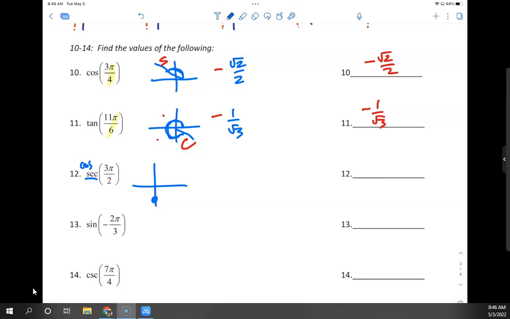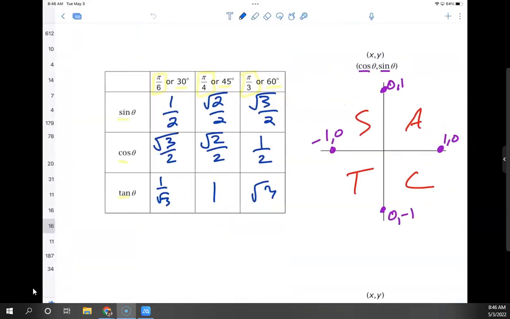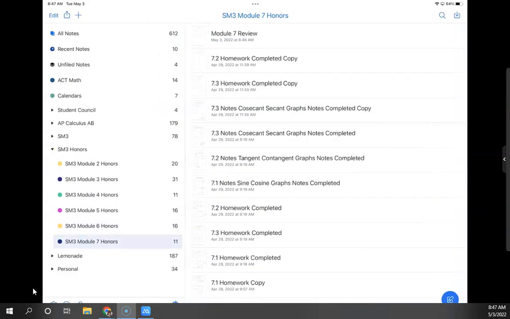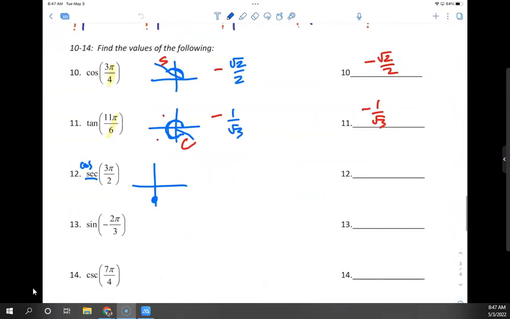3 pi over 2 is right here. And in order to know what that point is, it doesn't come off the chart. It comes off the thing that has all the ones and zeros. If you look at this, it's down here, and cosine is the x coordinate. So the cosine of that point is 0. The cosine of 3 pi over 2, because this is the point (0, -1), is 0. So that tells me that the secant of 3 pi over 2 is 1 over 0, which is undefined.